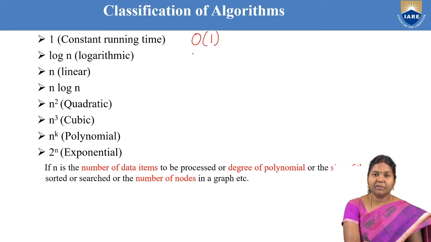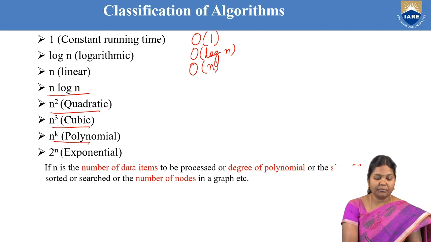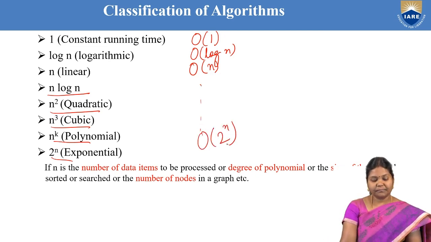Then certain applications require log n time complexity, which are by default logarithmic in nature. So, it is big O of log n. Then certain applications require n, that is your linear time complexity. So, it is order of n. Similarly, order of n log n, n square, n cube, 2 to the power of n, n to the power of k. These are the different time complexities that we have to find out.